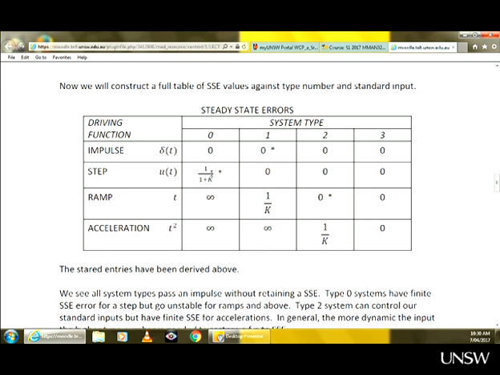So the conclusion we can draw is that the increase in type will reduce the steady state error. The higher the type of the system, the more accurate the steady state performance. But remember what type means. It means integration. 1 over s means integration. So the more integrations you have in your system, the less the steady state error you are going to have.